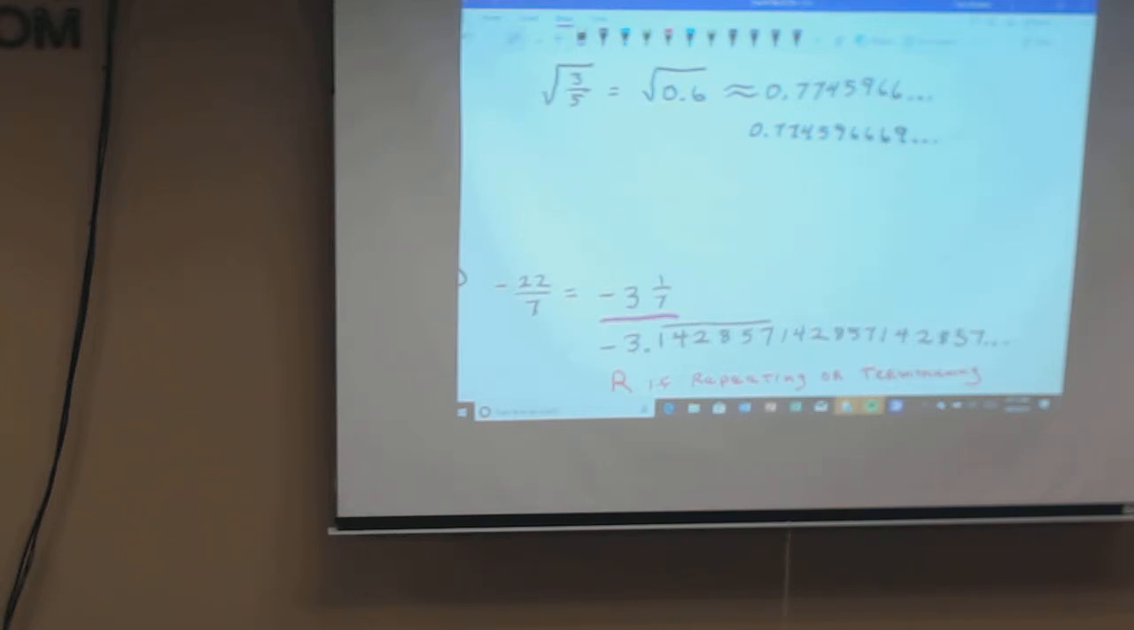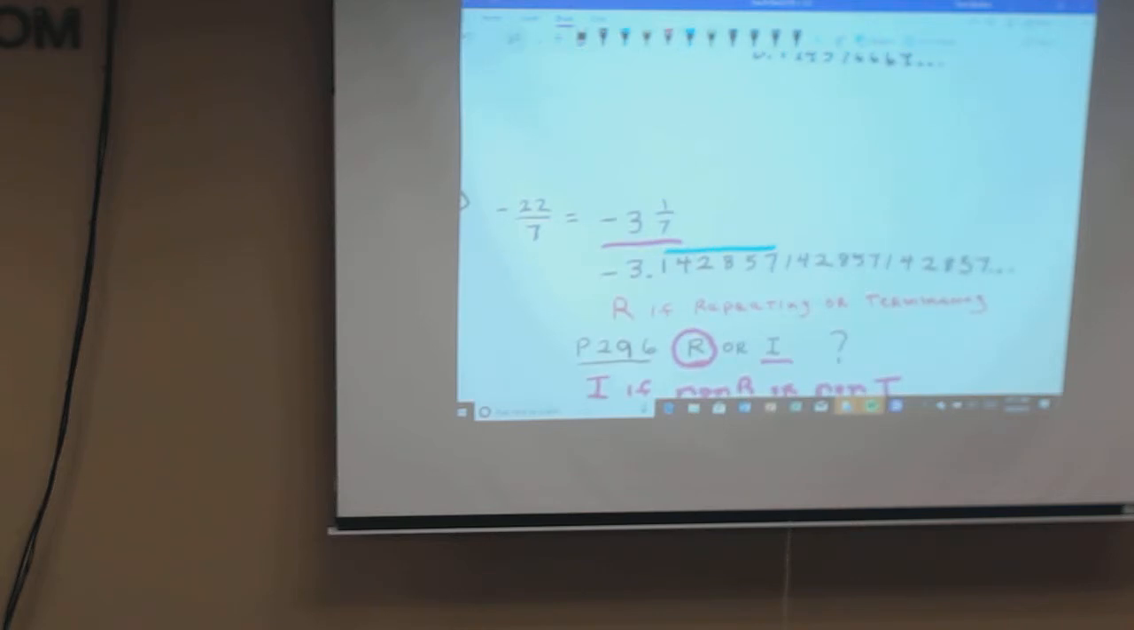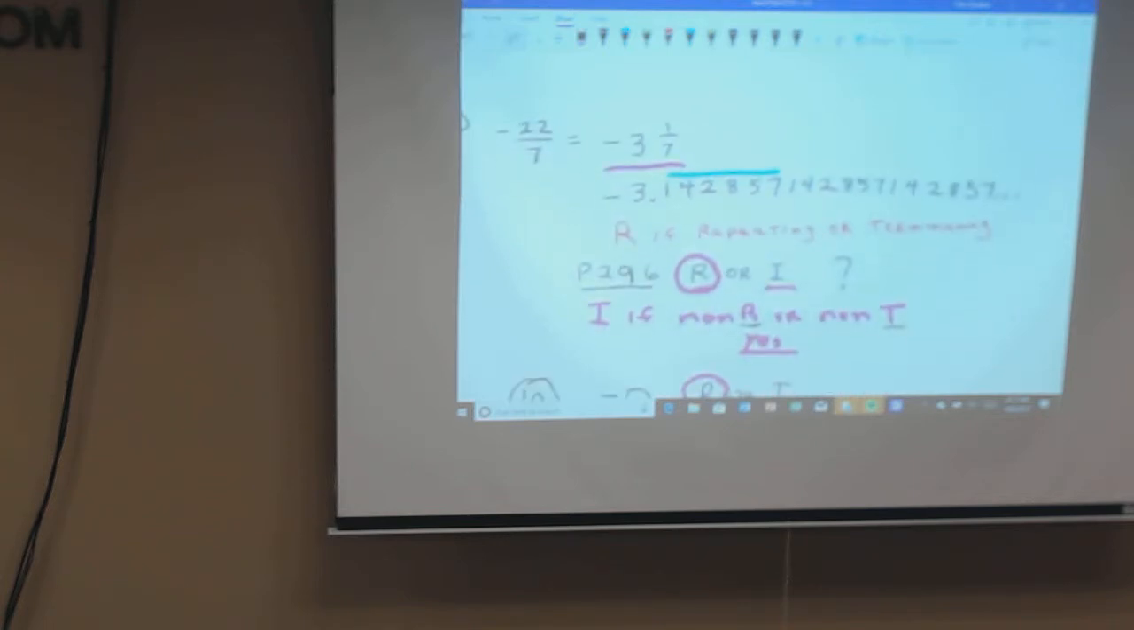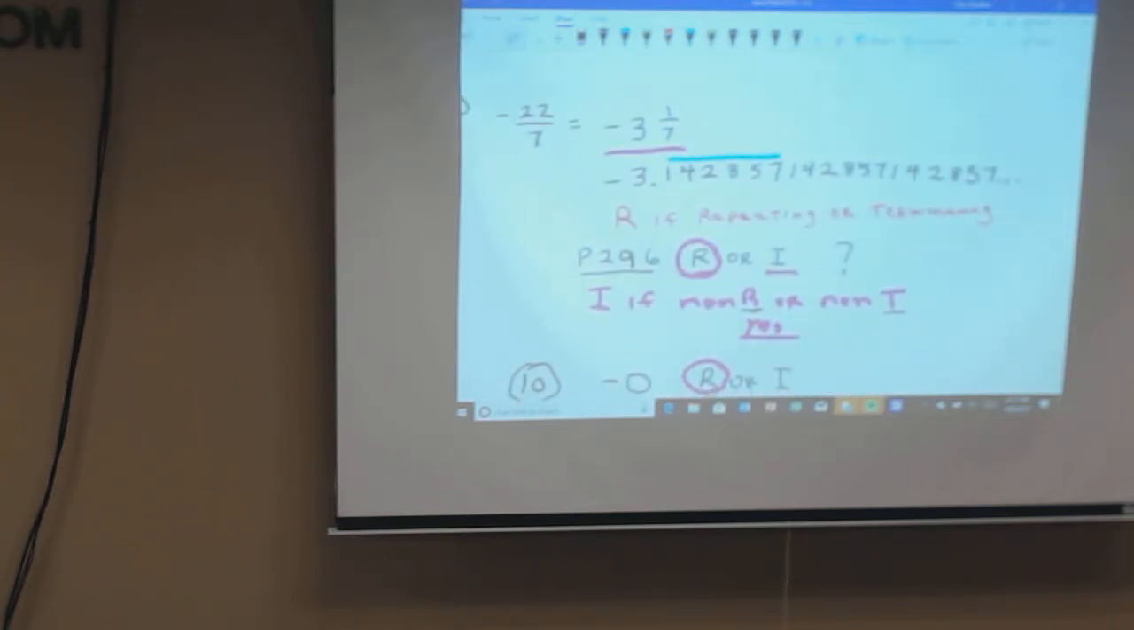So since it has all of this stuff repeating here, what does that make it? Rational. A rational number. Rational if it repeats or terminates. If it doesn't repeat, if it doesn't terminate, it's an irrational number.